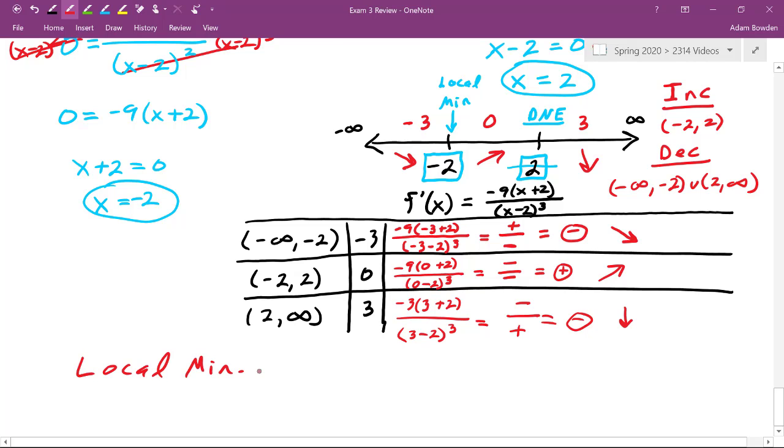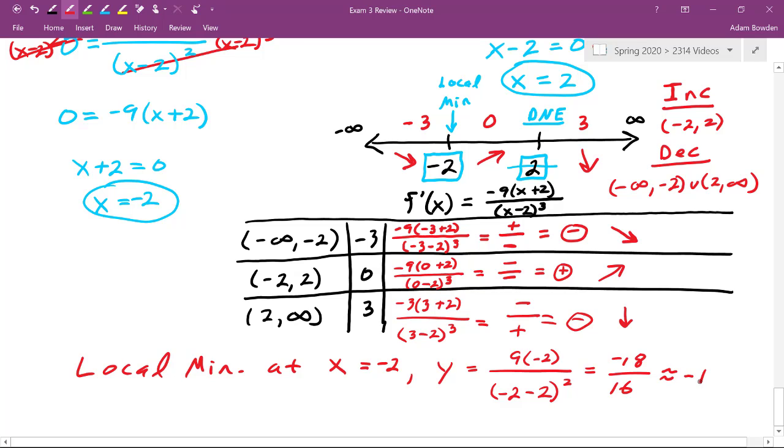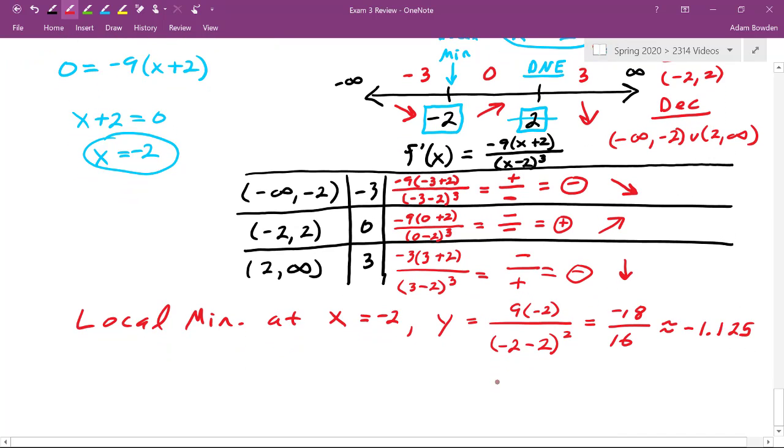Local minimum at x equals -2, y equals, going back to the original function, not the derivative, and plugging this in for x, gets us something like -18 divided by 16, and putting that as a decimal would be -1.125. So the coordinate would be -2, -1.125.